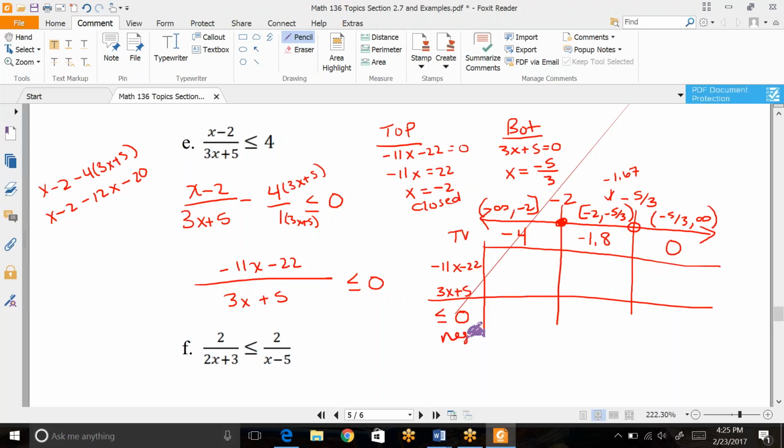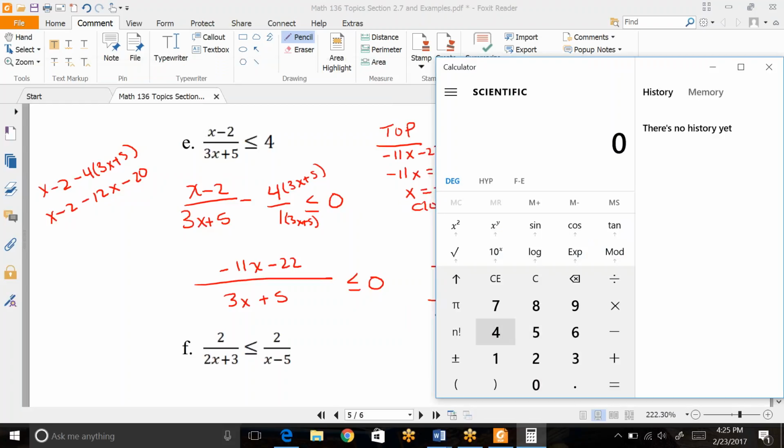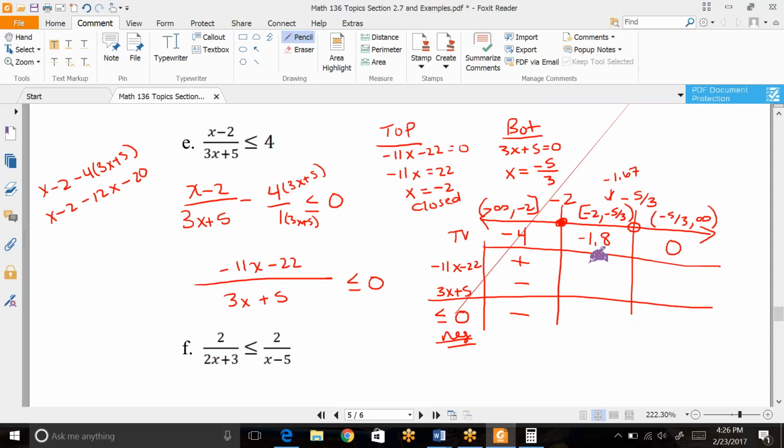So we want negative answers here. Now, negative 4 times negative 11 is positive 44. Minus 22 is going to be positive. 3 times negative 4 is negative 12, plus 5 is actually negative. So that's a positive times a negative, which is a negative. Negative 11 times negative 1.8, I don't know that off the top of my head, so I'm going to do it. So 11's negative times 1.8, which is also negative, is 19.8 minus 22. So we're actually taking away more than we have. So that's going to be negative.